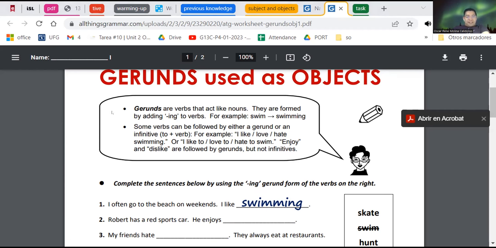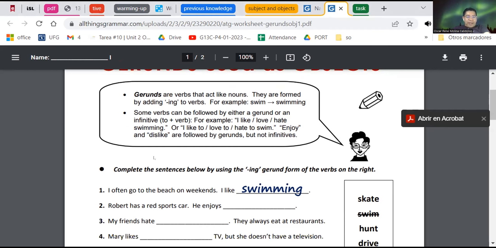Gerunds used as object. Gerunds are verbs that act like nouns. They are formed by adding ing to verbs. For example, swimming. So verbs come before, following the verb, either a gerund or an infinitive. To plus verb. For example, I like swimming, or I like to swim. Okay. Enjoy.